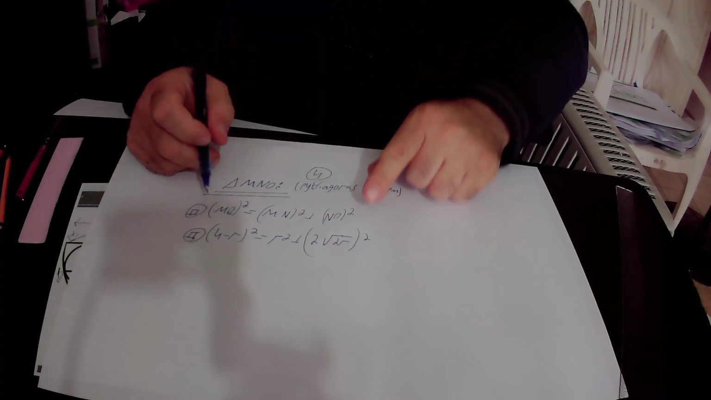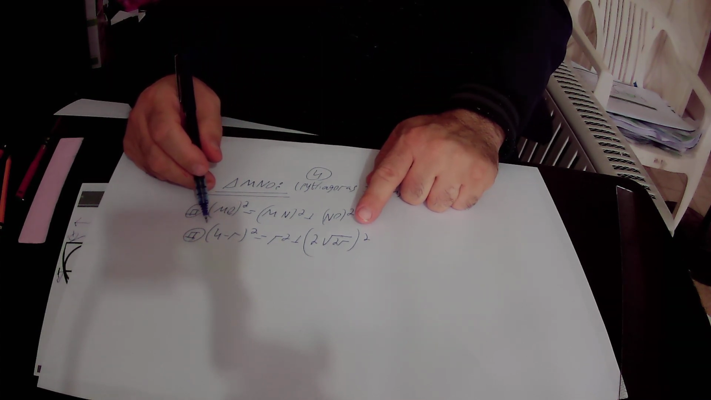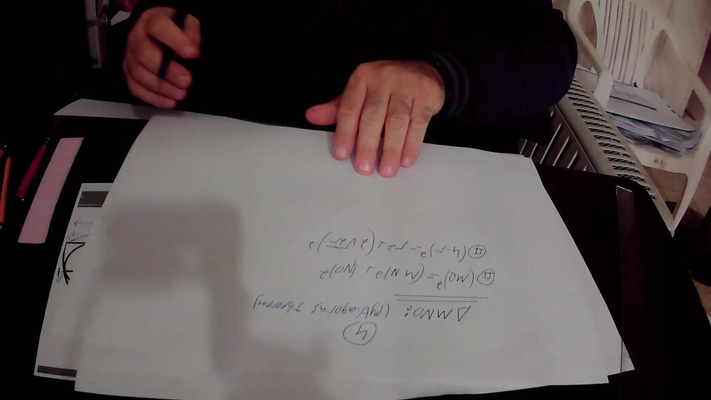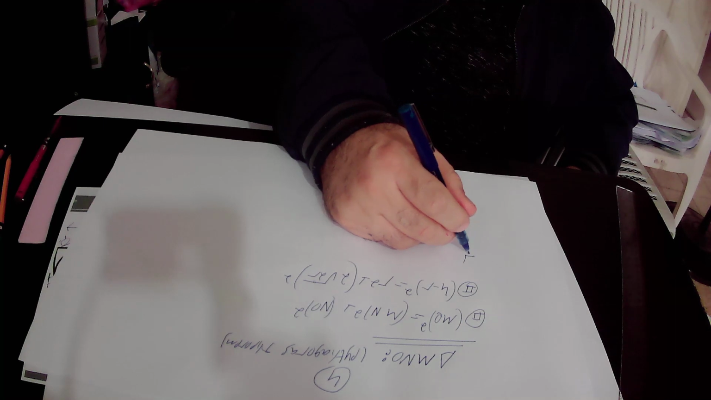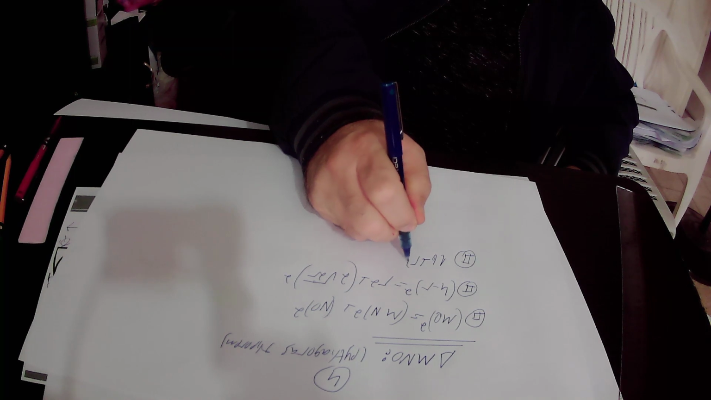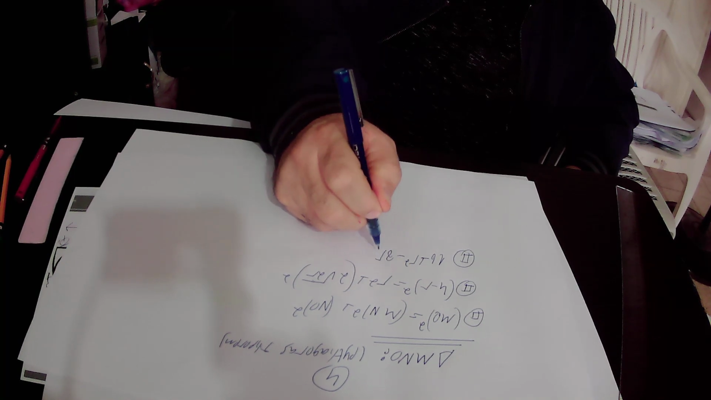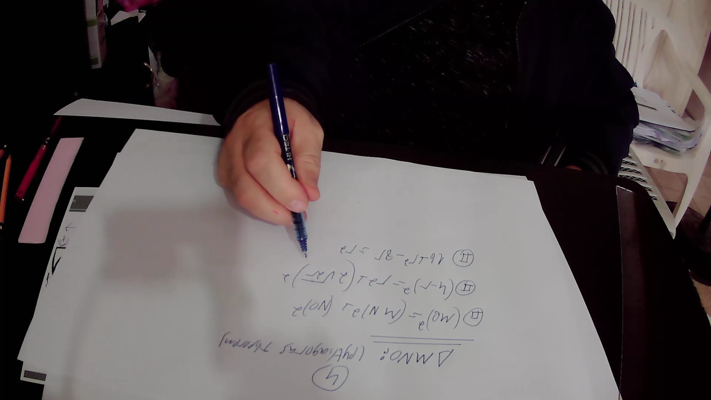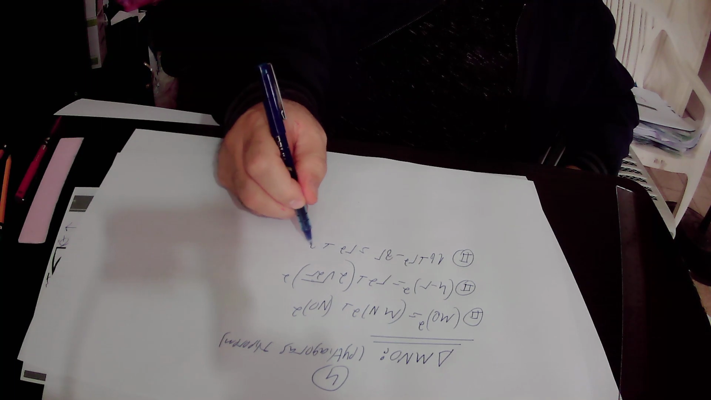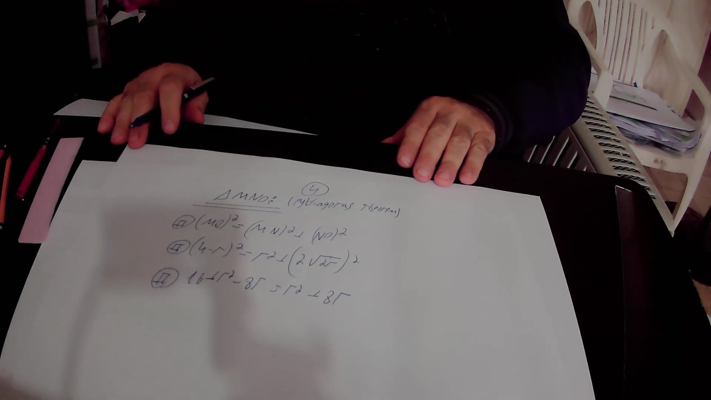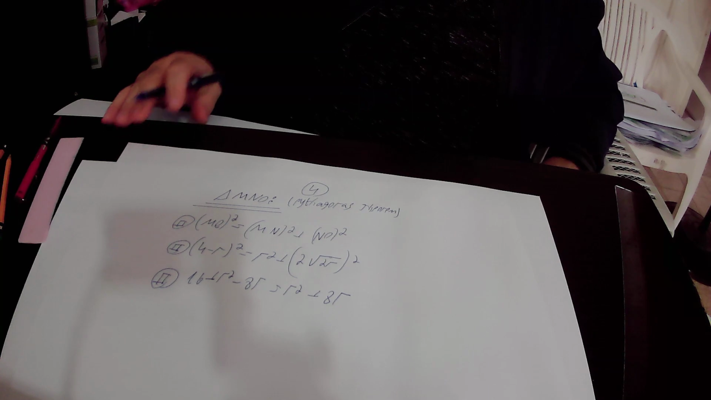Here we will open the brackets on both sides of the equation, and we will get equation number 2. (4 minus R) squared is 16 plus R squared minus 8R, and it equals R squared plus (2 times the square root of 2R) squared, which is 8R. So here, in total, we got this expression for equation number 2.